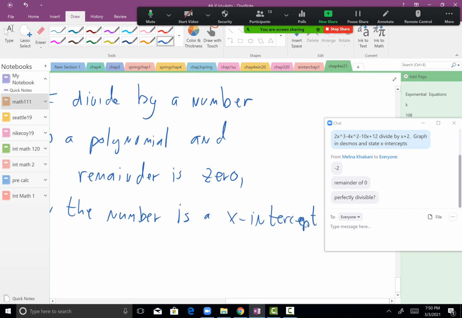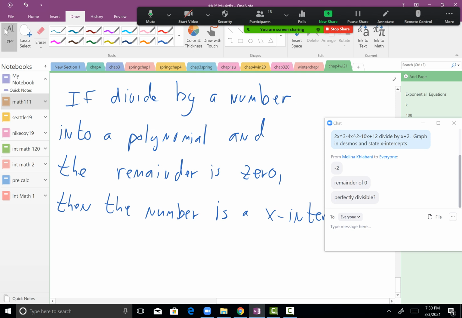But remember, I said x-intercepts are zeros and they're roots. So it also carries over into that. All right, and we're going to come back to that. But this is pretty important, and this is basically what the remainder theorem says. It says if you take a polynomial and divide it by some number using synthetic division, and your remainder is 0, then that's an x-intercept. And it's also what the factor theorem says. I'll show you that in a second.